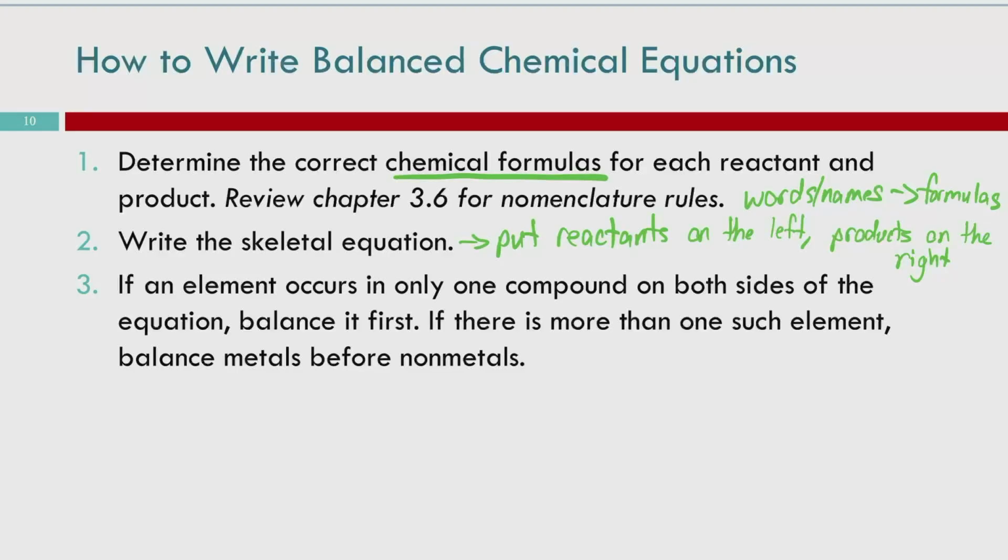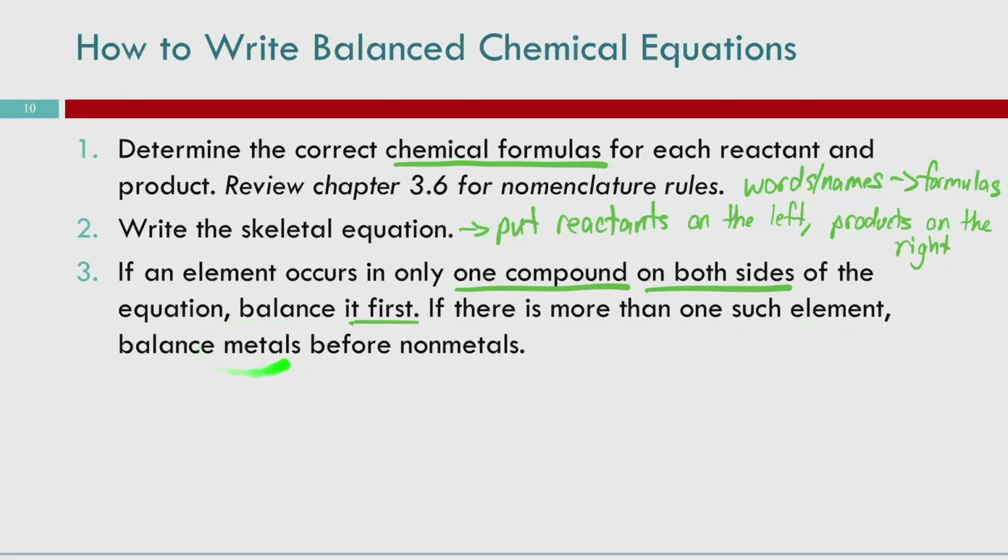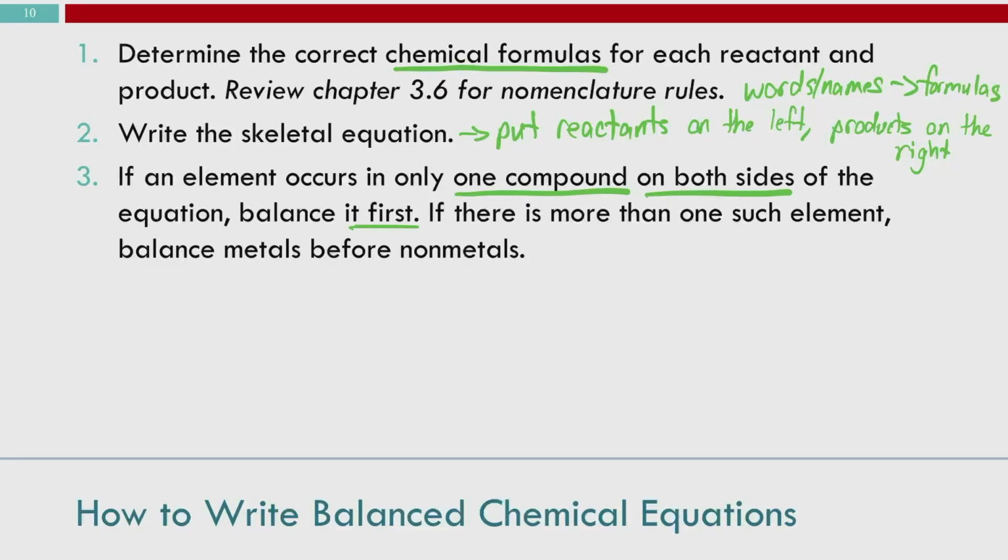Then, because we're going to be balancing this based on elements, if an element occurs in only one compound on both sides, we can balance that first. Part of the reason for this is we're going to be changing something that's in a compound. So that means when we change those coefficients, it's also going to change one of our other chemicals at the same time. So we want to get the big changes out of the way first. If we have more than one element like that, the rule here: balance metals before nonmetals. So if it's in one thing on both sides, we're going to balance it.